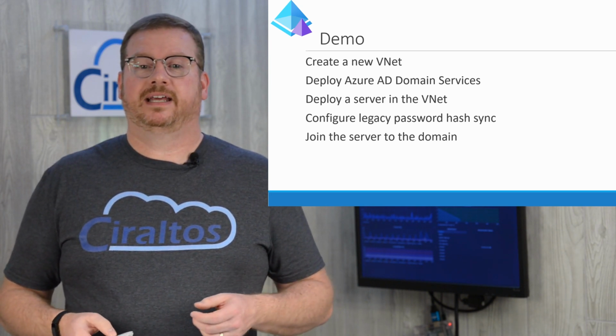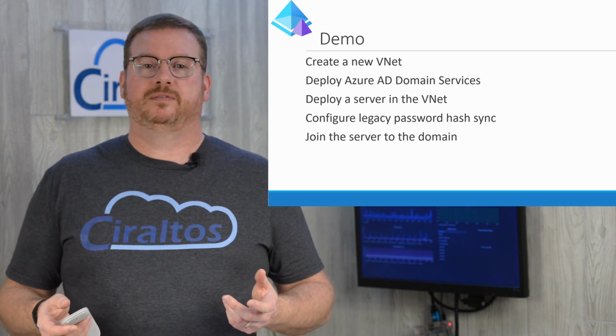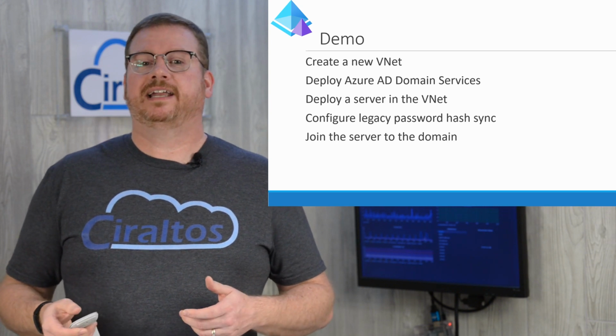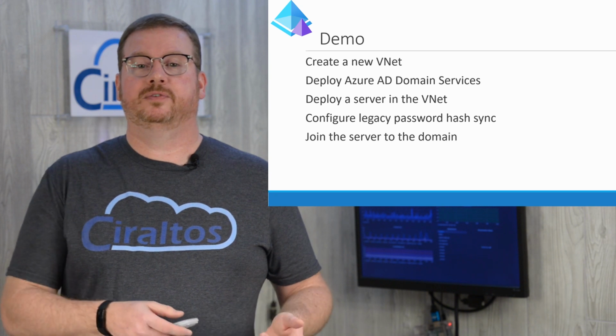My existing VNet already has a domain controller acting as the VNet's DNS server, so I'm deploying a new VNet so that doesn't interfere with what I have in place already. After that, I'll deploy Azure AD Domain Services, and then I'll deploy a server into that new VNet.